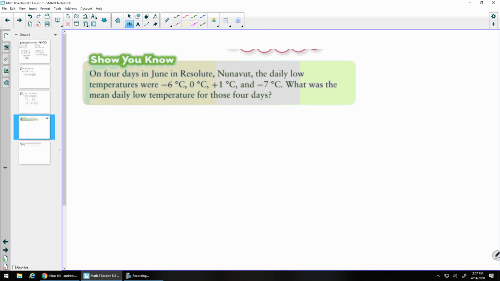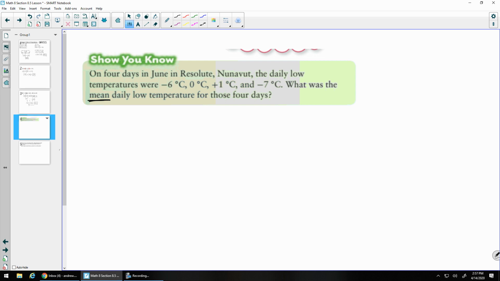So on 4 days in June, in Resolute, Nunavut, the daily low temperatures were negative 6 degrees Celsius, 0 degrees Celsius, positive 1, and negative 7 degrees Celsius. That does not sound like 4 nice days in June, but it is Nunavut. What was the mean? Now this is a word you need to remember from grade 7. The mean daily low temperature for those 4 days.